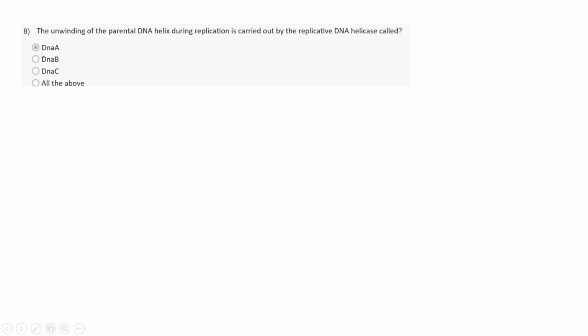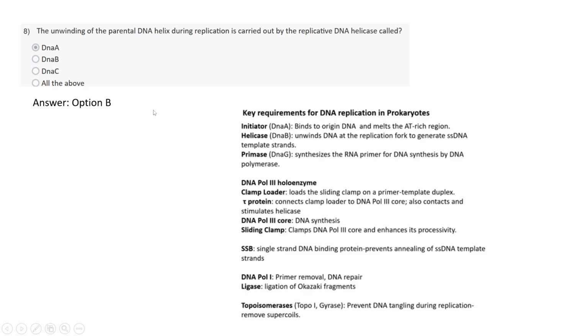Option A, DNA helicase. Option B is correct. DNA B. DNA A is actually the origin recognition protein and it melts the AT region. It is an origin recognition initiator protein, not a helicase. The helicase is DNA B, which unwinds the DNA at the replication fork. Yes, option B is correct in this case.